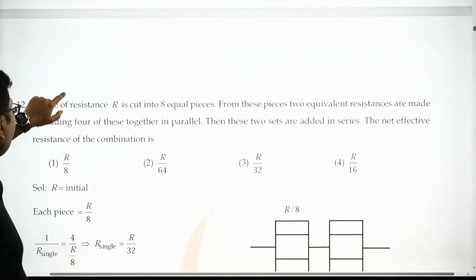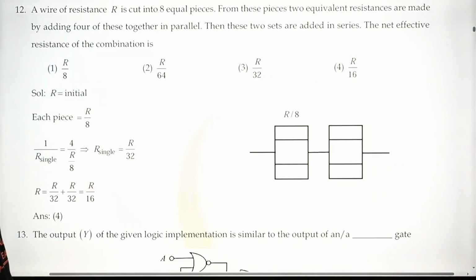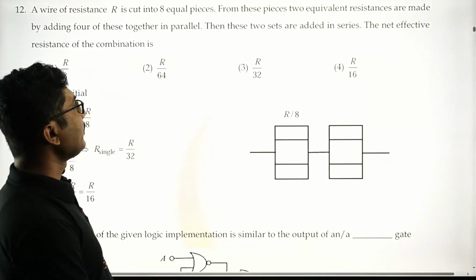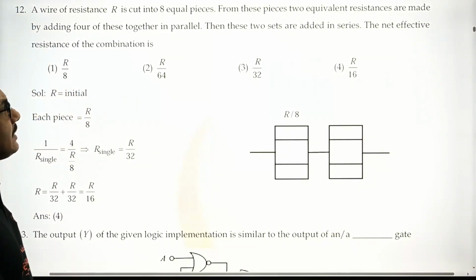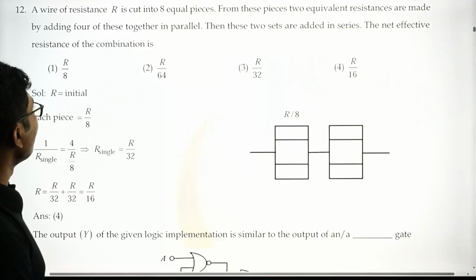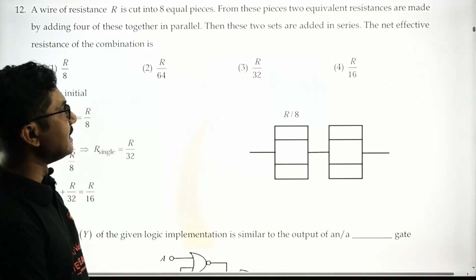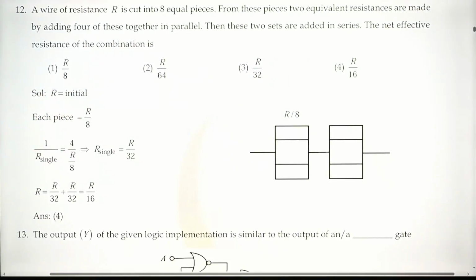Now next question. A wire of resistance R is cut into 8 equal pieces. From these pieces, 2 equivalent resistances are made by adding 4 of these together in parallel. Then these 2 sets are added in series. The net effective resistance of the combination is?